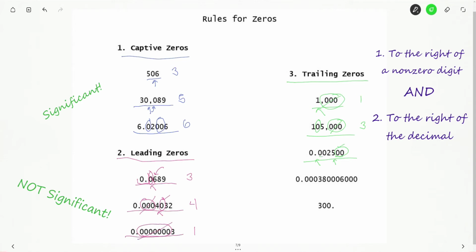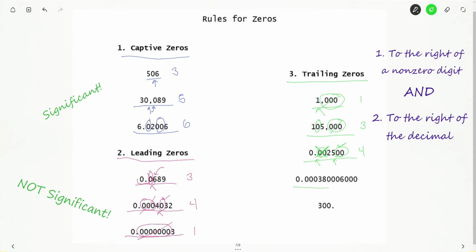Okay, what about these zeros here? Those are leading zeros. They are not significant. They do not count. So for my third example here, I have 4 sig figs. These zeros are significant. These zeros are not.